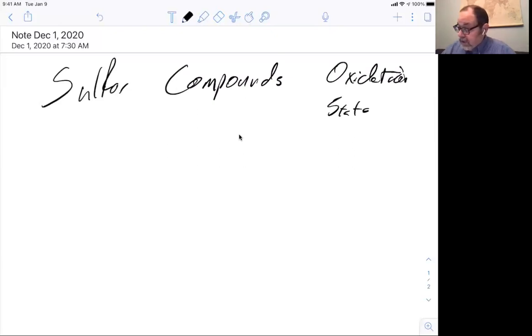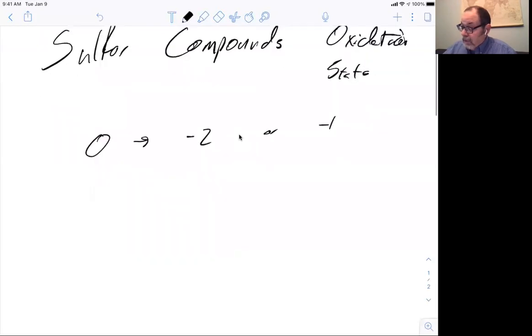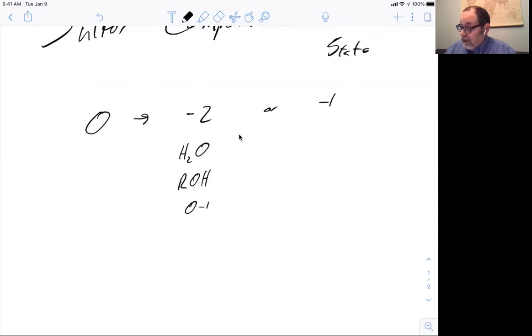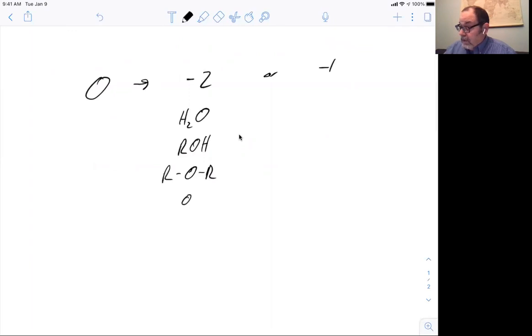If we look at oxygen, oxygen really only has two. It has minus two, which is the standard, or minus one. If we think about minus two for oxygen, that's going to be things like oxygen in water, oxygen in an alcohol, oxygen in an ether, oxygen in a carbonyl. All of these would be minus two oxygen state.